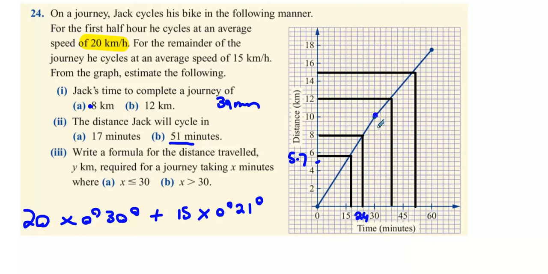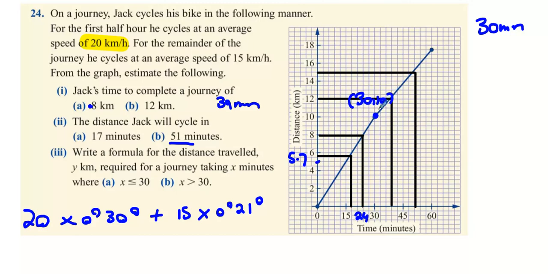You know the first 30 minutes is spent doing what? The first 30 minutes is spent at 20 kilometers an hour. Would you agree with that? Yeah. So therefore, this point here is the point. What's it? 30-10. What does 30-10 mean? You travel 30 kilometers in 10 minutes. No. In 30 minutes, you traveled 10 kilometers. Opposite way around this time, right?